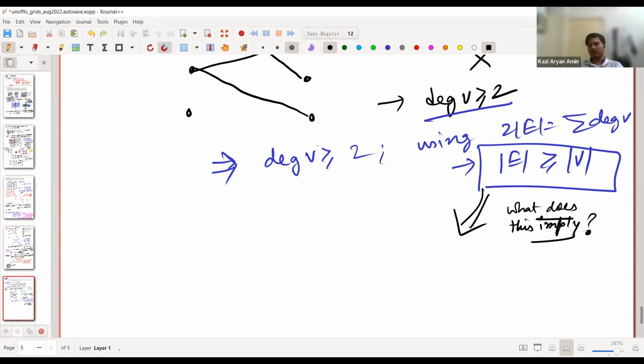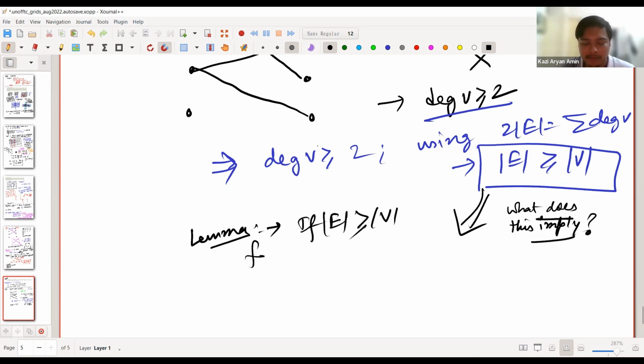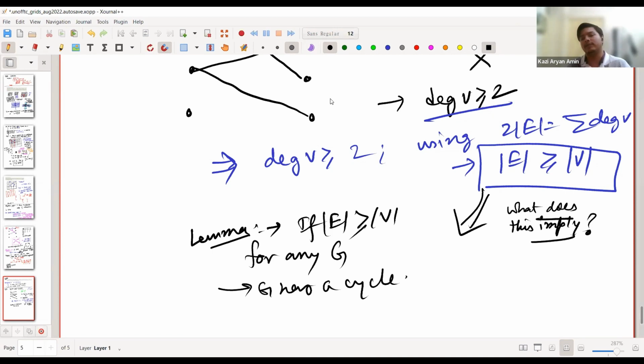You have a graph and the number of wedges is at least the number of vertices. Yeah, that is the observation I was looking at. So this basically tells you that this is a very well-known lemma in graph theory: if e is greater than v for any graph G, then G has a cycle. So we will use this lemma, right?